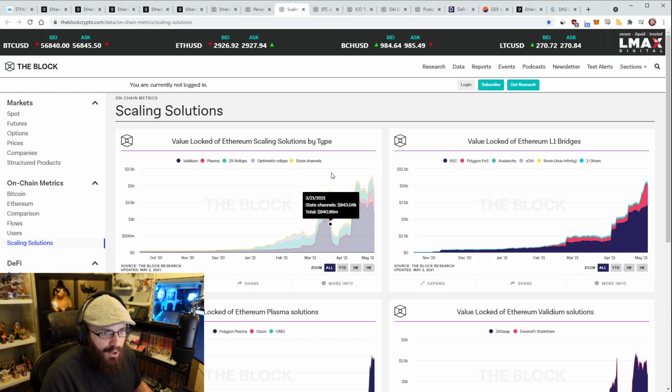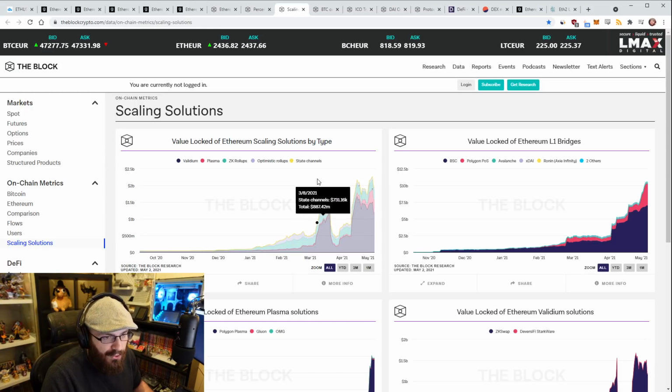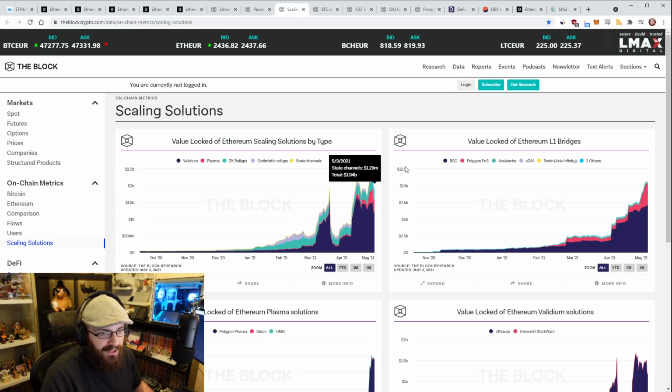So yeah, this will obviously follow price because this is denominated in US dollars. So when the assets fall sharply in value, then the value locked will fall sharply as well. But still, general uptrend again here.